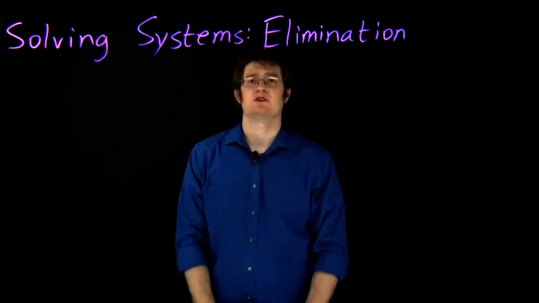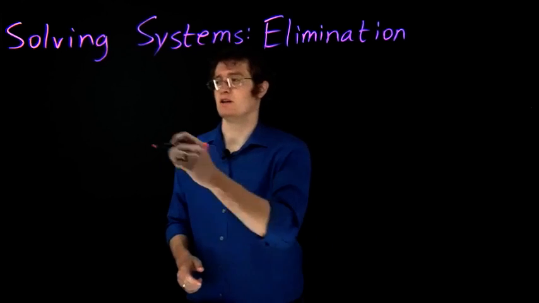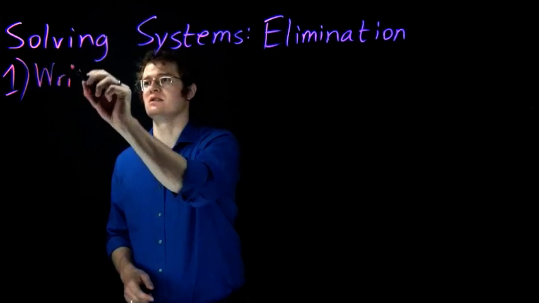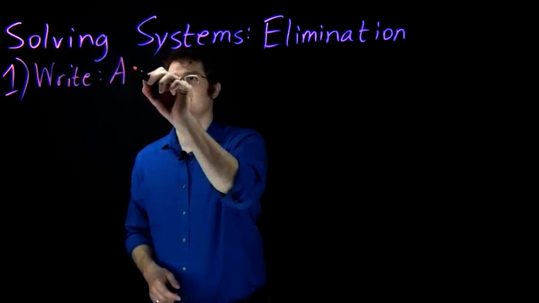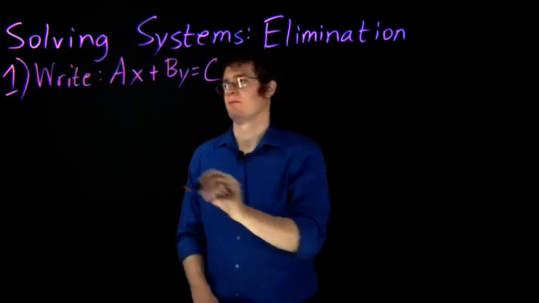Today we're going to be talking about solving systems of equations using elimination. So the steps that we would use to solve an equation via elimination are as follows. First, we're going to write in standard form. So that would look like ax plus by equals c.